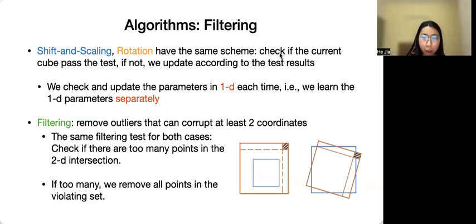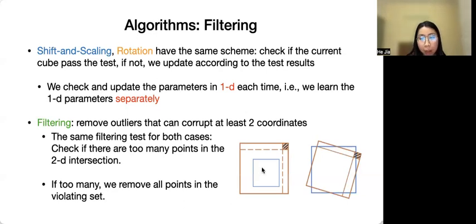So we check if the current cube passes the test. If not, we update according to the test result. The test result will tell us whether the current cube is good enough, so it already has a good TV distance, or it will tell us in which direction we can improve our cube. All the tests for both shift and scaling and rotation are in low dimension. Actually, it's in 1D. So we just check the parameters and update them in 1D each time. That is, we learn the 1D parameters separately.